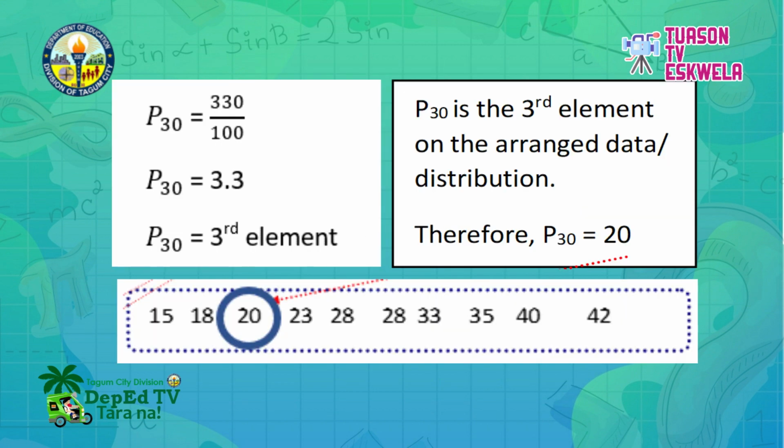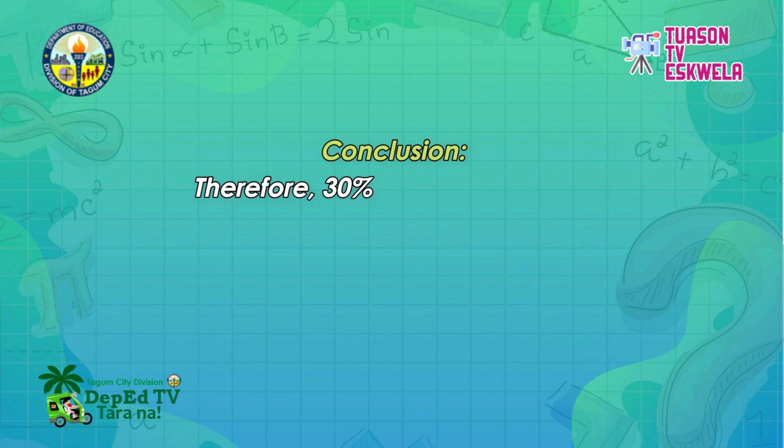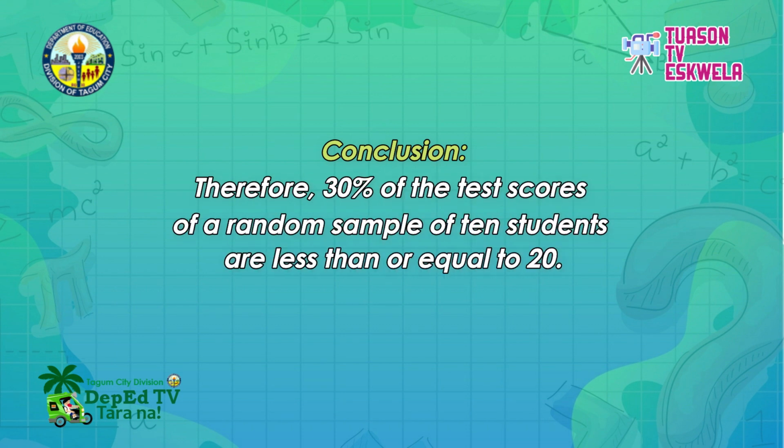P sub 30 is the third element on the arranged data or the distribution. Therefore, P sub 30 is equal to 20. Therefore, 30% of the test scores of a random sample of 10 students are less than or equal to 20.